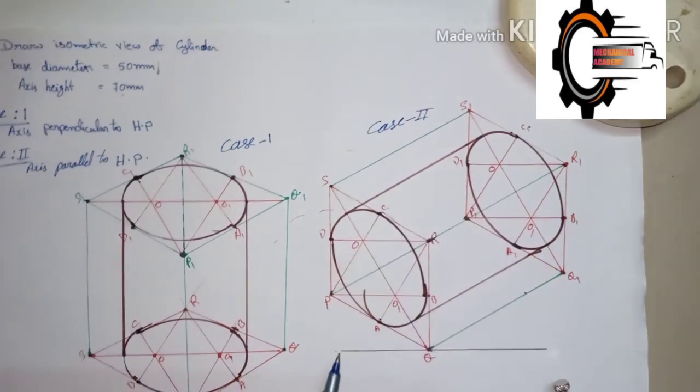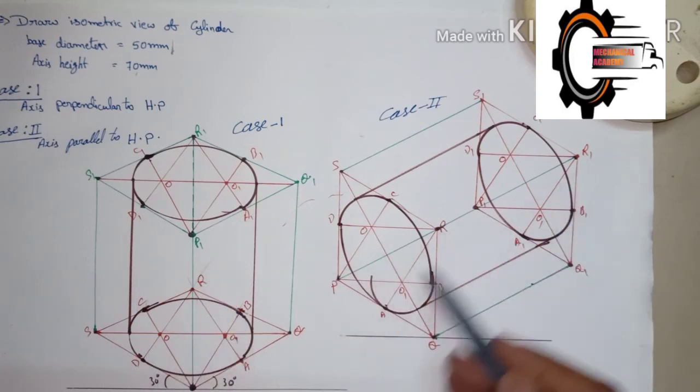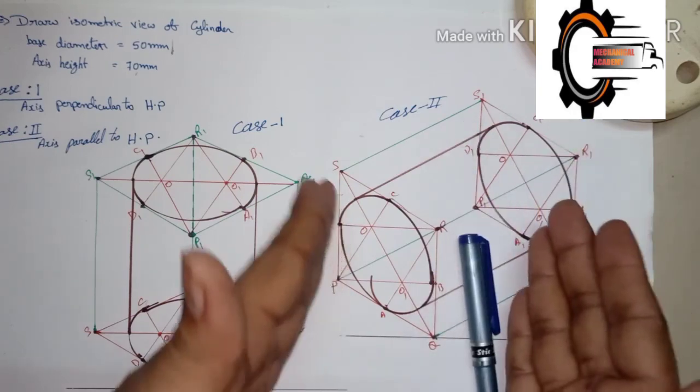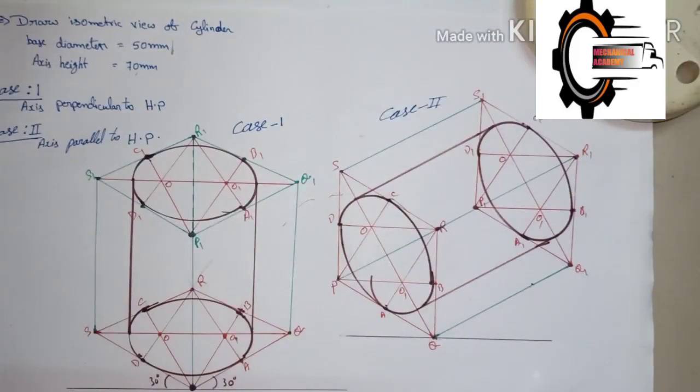Okay, so here the axis is perpendicular to the HP. Here the axis is parallel to the HP. So these are the two cases. I hope you understand how to draw the cylinders in both cases. In the same manner we have to draw the another plane, that is the xy plane, and the diagram is converted in this direction. Okay, thank you.